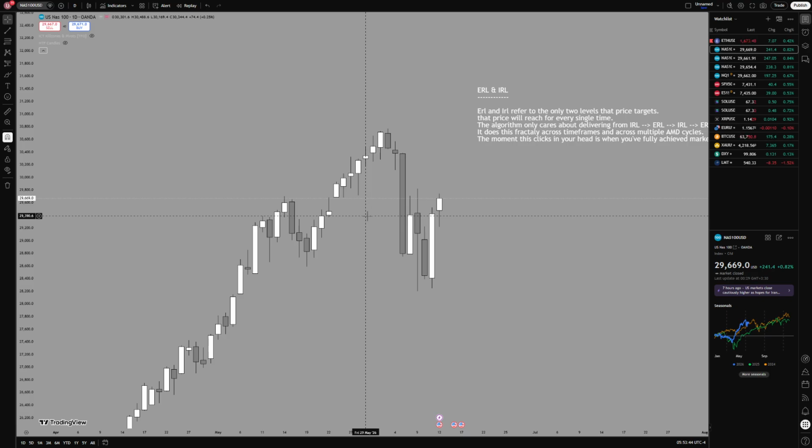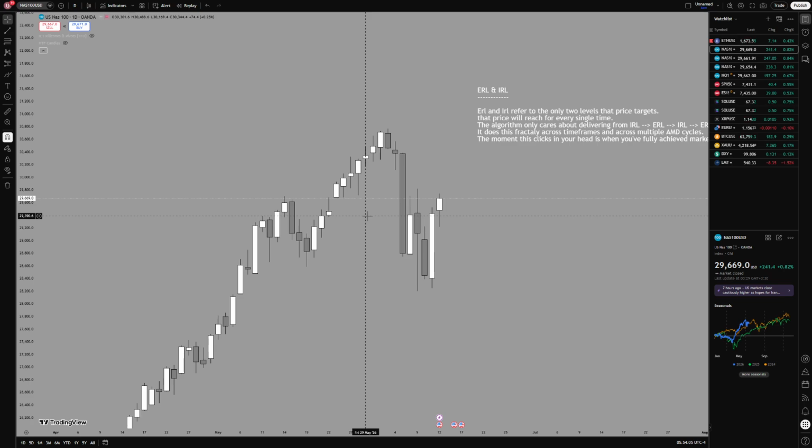All the market wants to do is go where it wants to using the speed that it has, which is order flow, and it wants to go to where it's programmed to go. I just took a sip of water. Apologies for that.